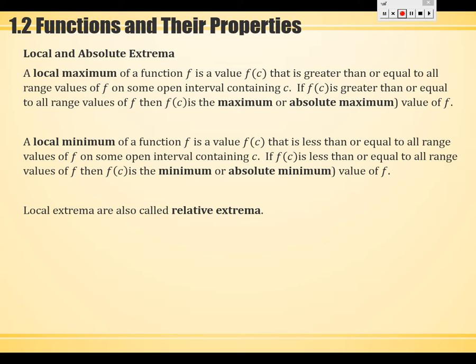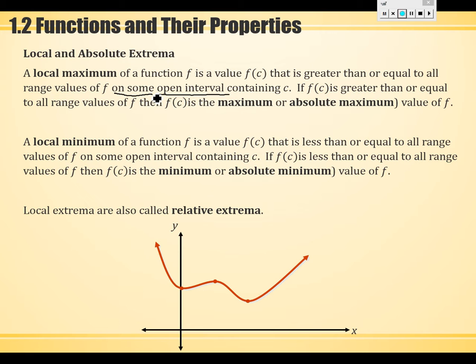For local, we mean that there exists some open interval where it's the highest. And for a local minimum, there exists an open interval around it. If you can find an open interval where it's the minimum, then it's a local minimum. It's called a neighborhood. So if it's the lowest in its neighborhood, then it's a local minimum. So what would you call this first point in this picture? Yeah, that's a local minimum because it's the lowest point in some open interval containing the point. Right?